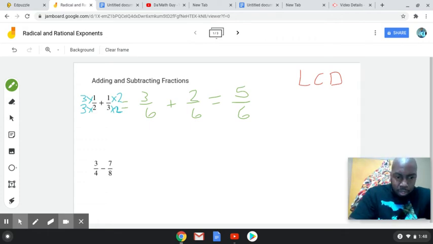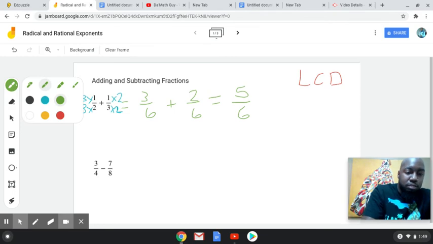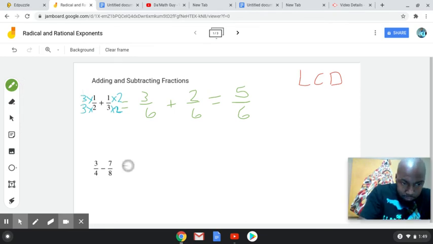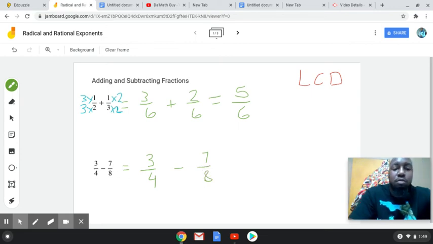All right, let's look at the one at the bottom. We have 3 over 4 minus 7 over 8. Again, 3 over 4 minus 7 over 8. I'm going to write this one over again just to get some room. All right, so what is the common multiple between 4 and 8? If you look at the multiples of 4, you have 4, 8, 12, 16, 20, and it can go up from there.